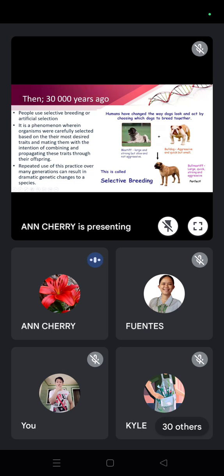So, the Mastiff, for example, ang iyang desirable trait is large siya and strong. But ang dili kaayo desirable nga trait kay very slow and not aggressive. However, the bulldog is aggressive, very quick but small. Okay? So gicross silang duha to produce a large, quick, strong, and aggressive kind of dog. Mao na nganong gitawag nga Bull Mastiff nga dog because na-breed siya with mastiff and bulldog. So this is called selective breeding.